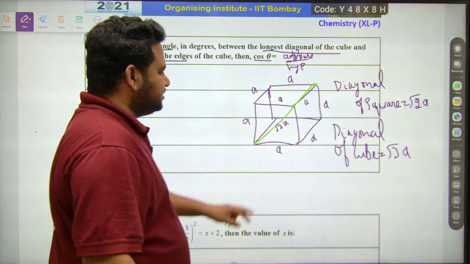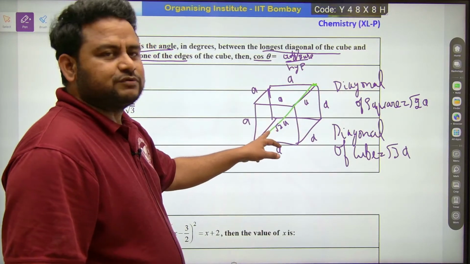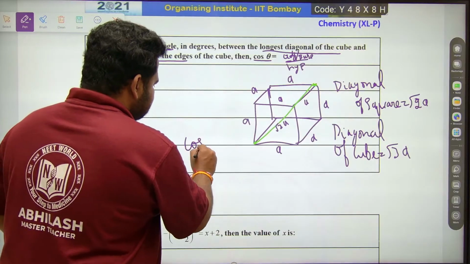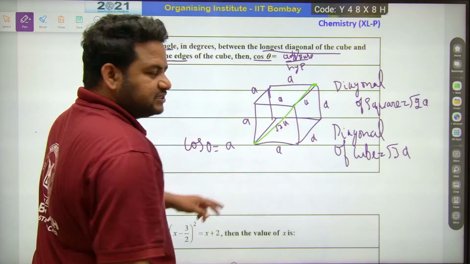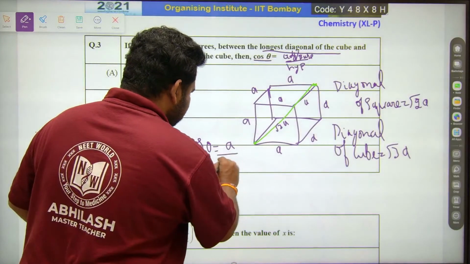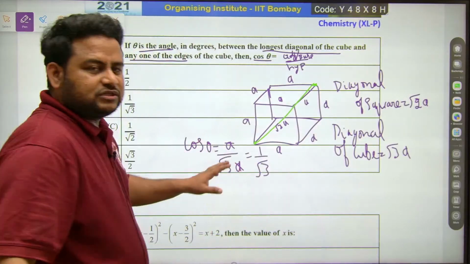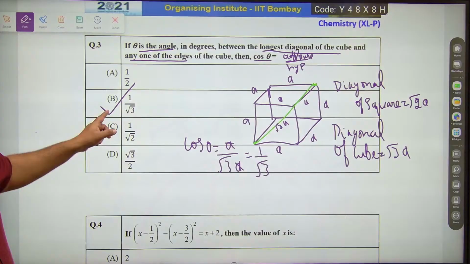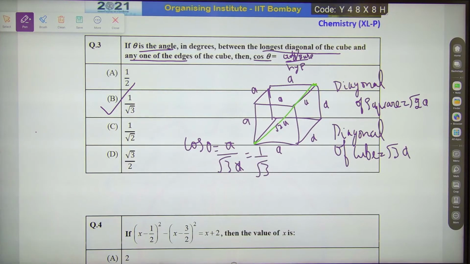So cos theta, this is the hypotenuse, if I consider this as a triangle. Cos theta is adjacent side by hypotenuse. The adjacent side is the base, a, over the hypotenuse, root 3a. So a cancels, and I get 1 by root 3. The correct answer to this question is 1 by root 3, which is option B.